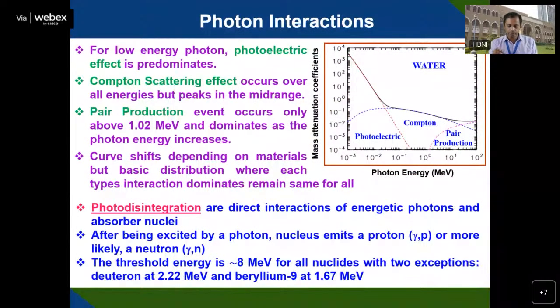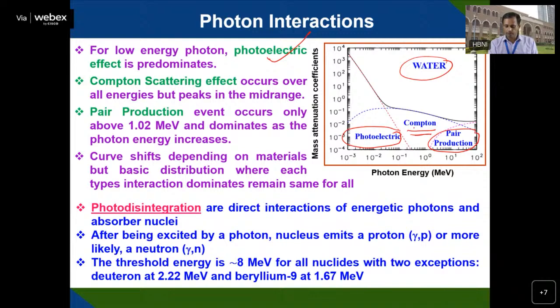You can see the three phenomena: at low energy, the photoelectric effect predominates. Compton scattering occurs at all energies, but mainly in the middle. If you look at water interacting with photons of different energies, at low energy you have the photoelectric effect, at high energy you have pair production, and in between you have the Compton effect.